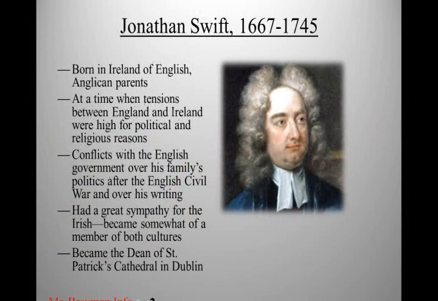Right, so Jonathan Swift was born in 1667, died in 1745, so the later part of the Renaissance and into the Enlightenment period, right? And he was born in Ireland, of English Anglican parents. And this was at a time when the relationship between England and Ireland was very tense for political and religious reasons, right? I mean, Ireland was a Catholic nation, England was Anglican, Protestant, right? And England had taken over a lot of Ireland, and so a kind of nasty time in the history of these two peoples.